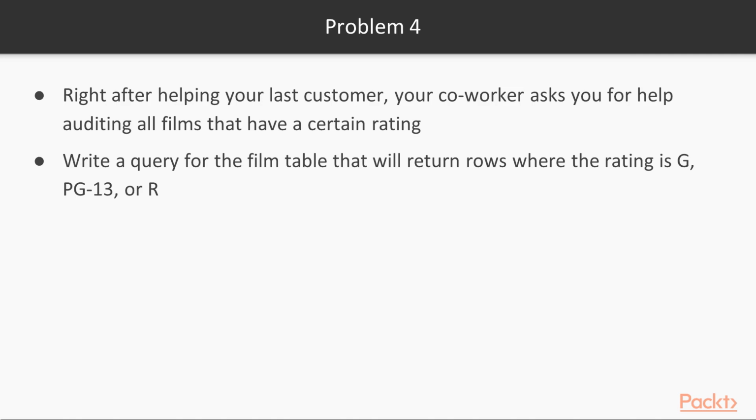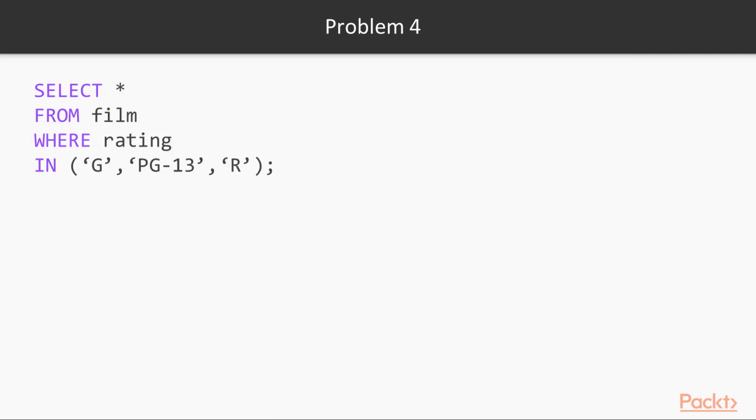So the query would go like this. Select star from film where rating, and then we use the in operator passing in our values, G, PG-13, or R. At this time, let's conclude this video and introduce the next topic in this section.